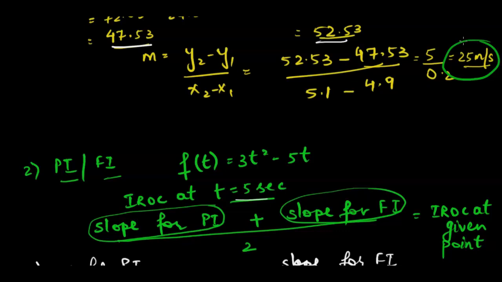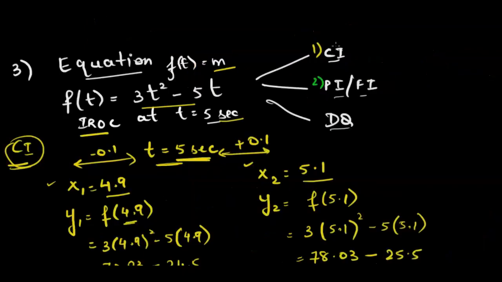You just need to know these methods. However, you can adopt any one of the methods, be it centered interval, preceding following interval, or difference quotient. However, difference quotient is the most important method that we definitely need to know how to do. But for some equations, it's hard to apply difference quotient. That's why out of centered interval or preceding and following interval, one of the methods can be adopted that can be used for any equation.